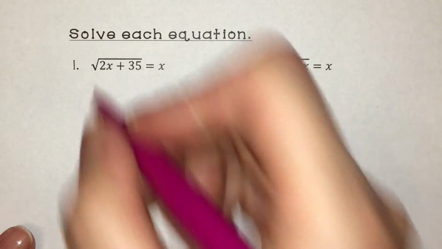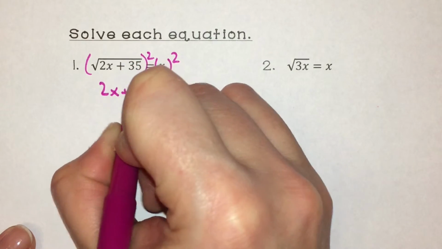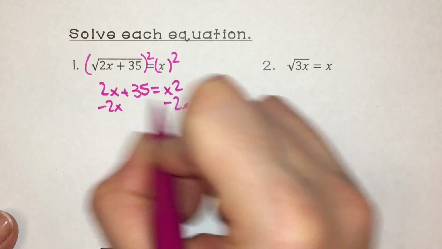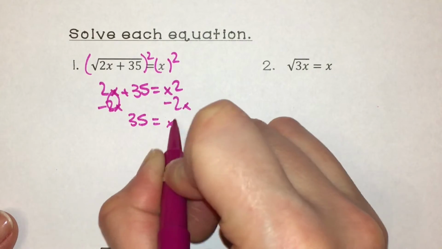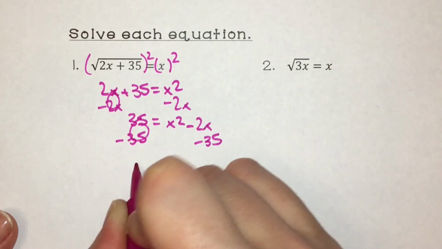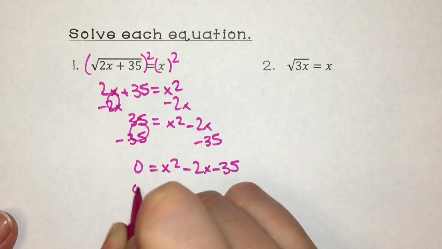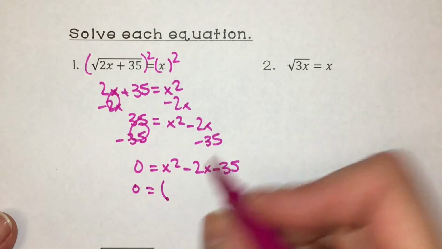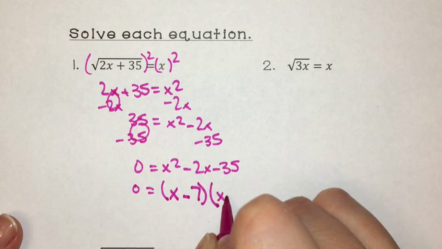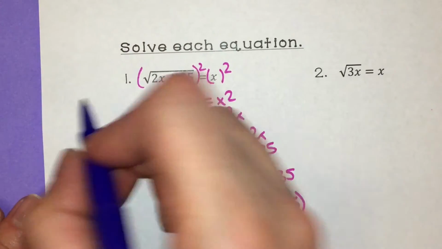All right, so hopefully you squared both sides and got 2x plus 35 is equal to x squared. Subtract 2x: 35 equals x squared minus 2x. Subtract 35 and get x squared minus 2x minus 35. So when you factor this, you get x minus 7 times x plus 5. Then you have to go back and check.